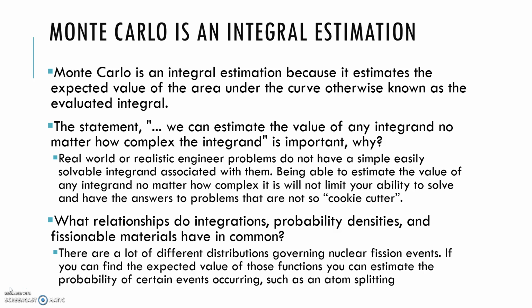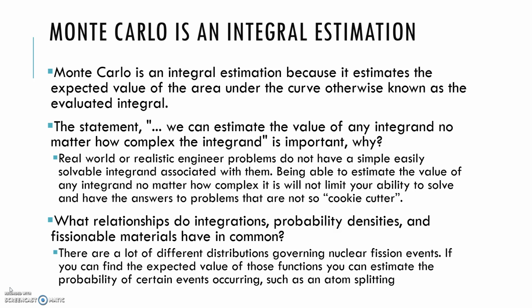We have a couple of questions that we were asked. The first one is this statement: we can estimate the value of any integrand, no matter how complex the integrand is. Why is this important? In the real world, real problems aren't always super simple and easy. They don't always have a perfect integrand that you can easily solve. So being able to estimate the value of any integrand, no matter how complex, won't limit your ability to solve problems, and you can get answers to problems that aren't so cookie cutter.